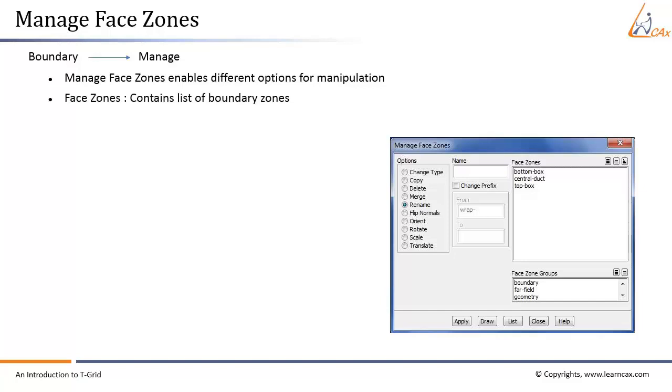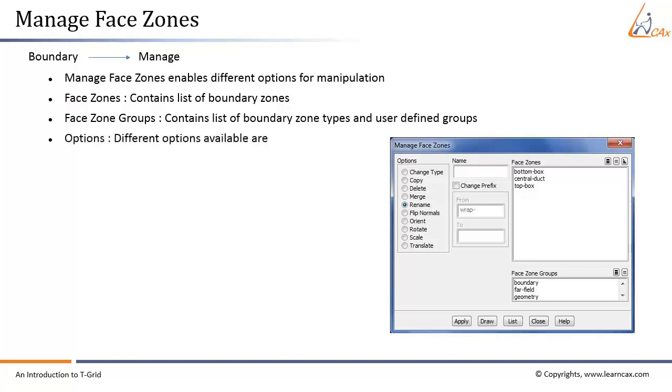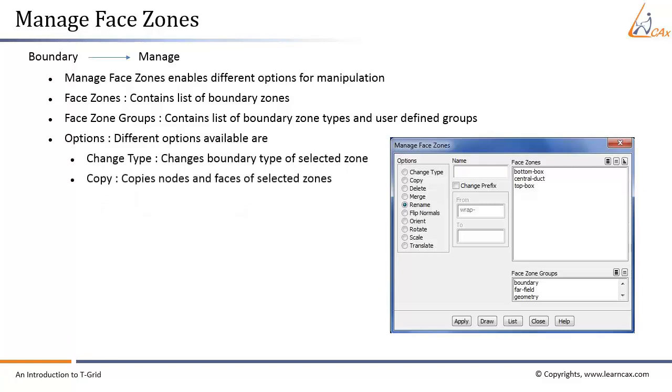Phase Zones. It contains list of boundary zones. Phase Zone Groups. Contains list of boundary zone types and user-defined groups. Options. Here you will find different options for boundary zone manipulation. Those are Change Type. Changes boundary type of selected zone. Copy. Copies nodes and faces of selected zones. Delete. Deletes selected phase zone.